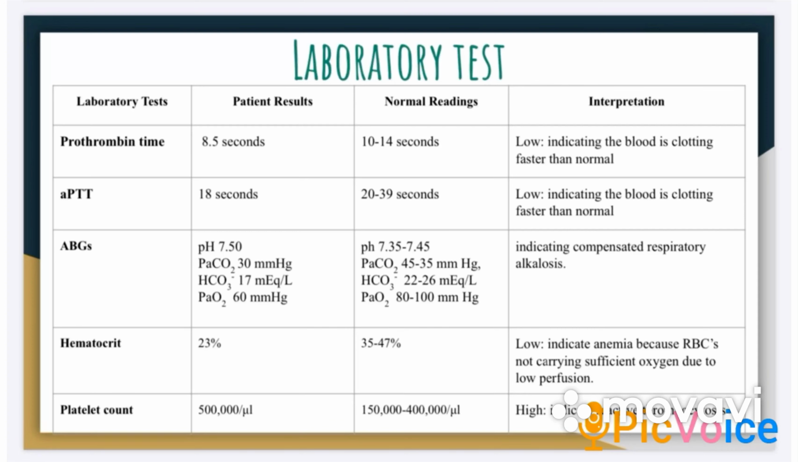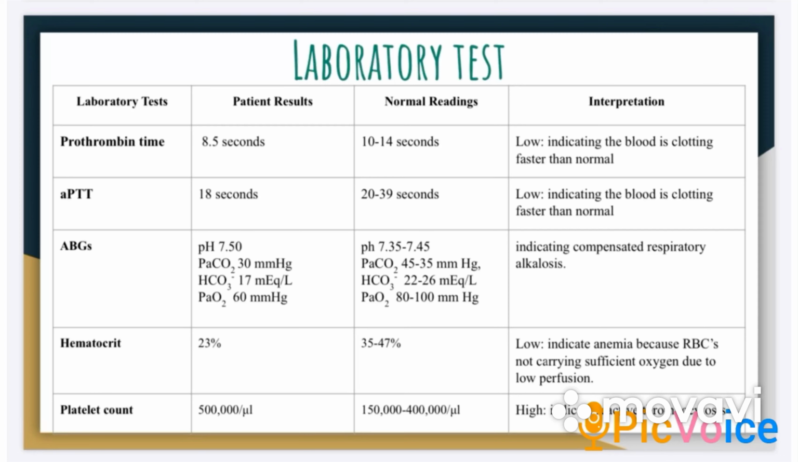ABGs were as follows. The normal pH range is 7.35 to 7.45. The partial pressure of carbon dioxide should be between 35 to 45 millimeters of mercury. Bicarbonate should be between 22 to 26 milliequivalents per liter, and the partial pressure of oxygen should be between 80 to 100 millimeters of mercury. Miss Jean's results were pH 7.5, which was high, partial pressure of carbon dioxide 30 millimeters of mercury, which is low, and partial pressure of oxygen 60 millimeters of mercury, which was also low.